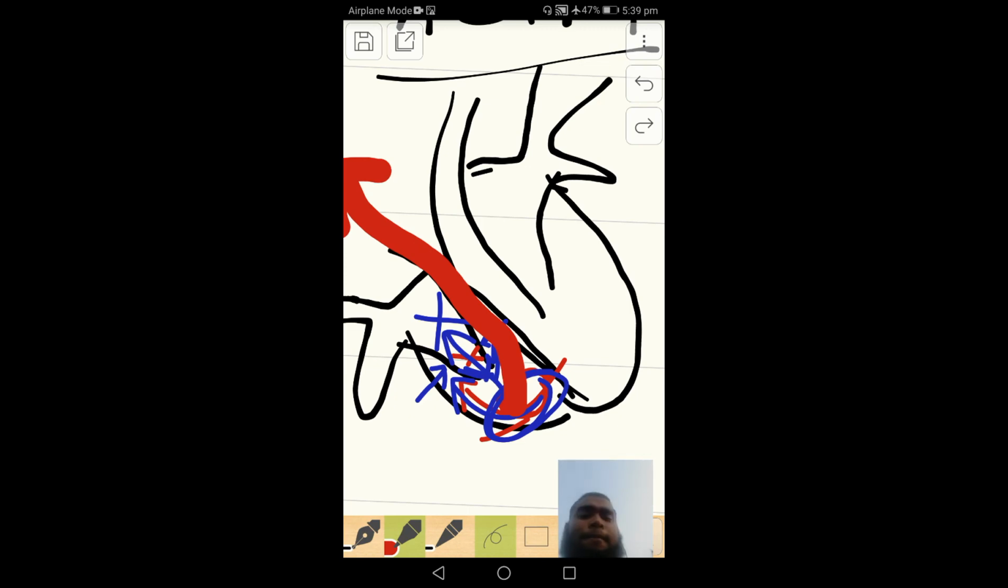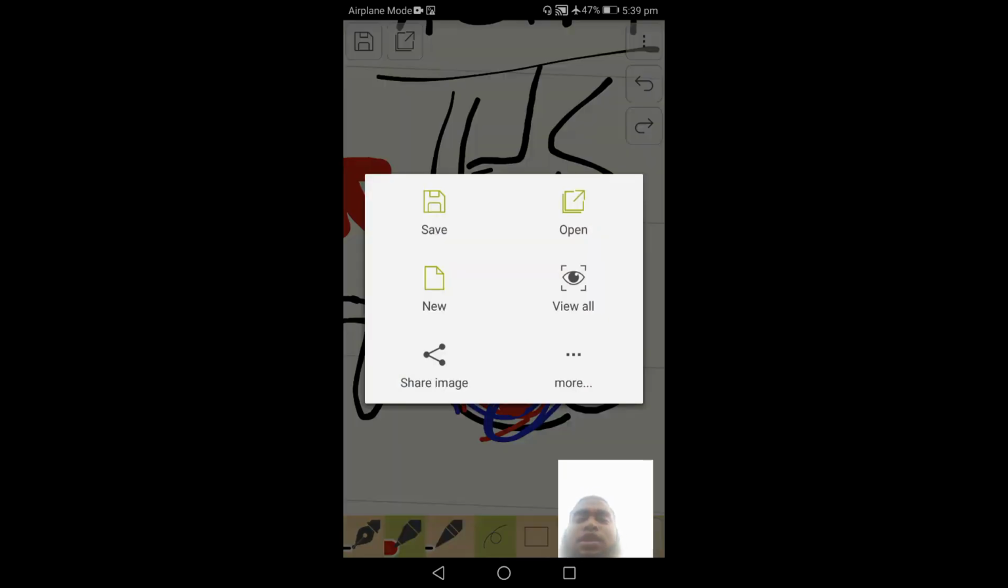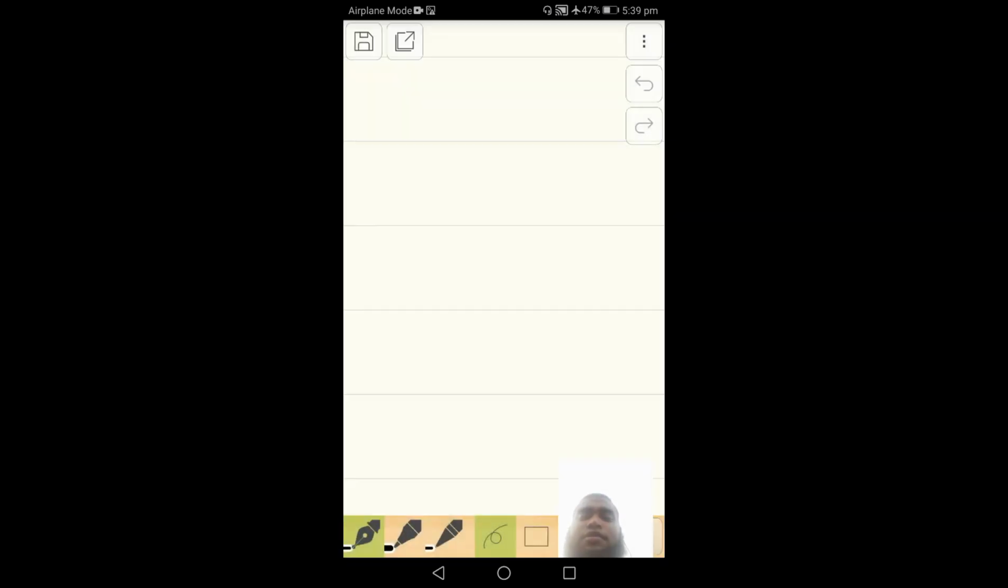Okay, now let's clear the screen. So there is a valve in the right side of the heart, as well as a valve in the left side of the heart. I'm so sorry.